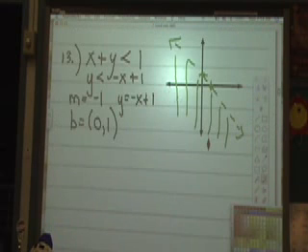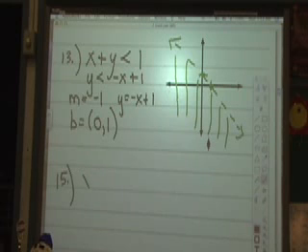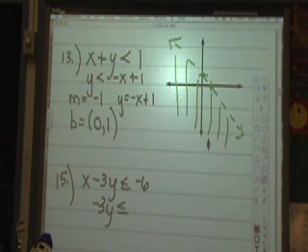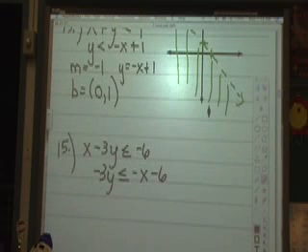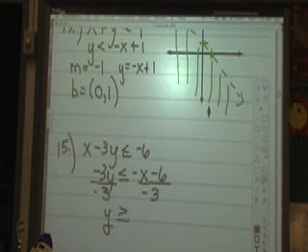Okay, 15. We have x minus 3y is less than or equal to negative 6. May? It would be negative 3y is less than or equal to negative x minus 6. Good. And then divided by negative 3. And it would be y is greater than or equal to one-third x plus 2. Very good.